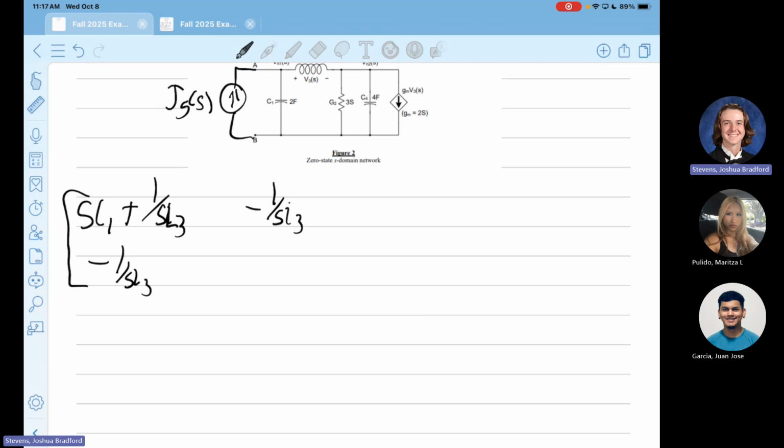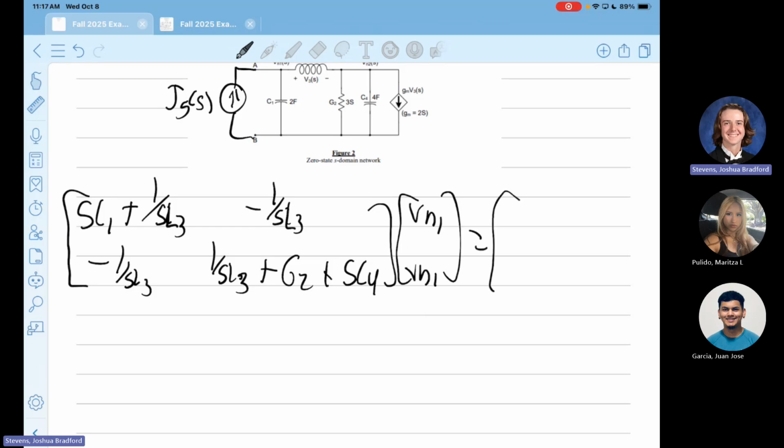So what did we already write down that's also connected? 1 over SL3 plus G2 plus SC4. Y'all agree with that? Okay, this is nodal voltages. I gotta remember that. Equals. Okay, so then we have in the first matrix. I'm sorry, I keep saying matrix.